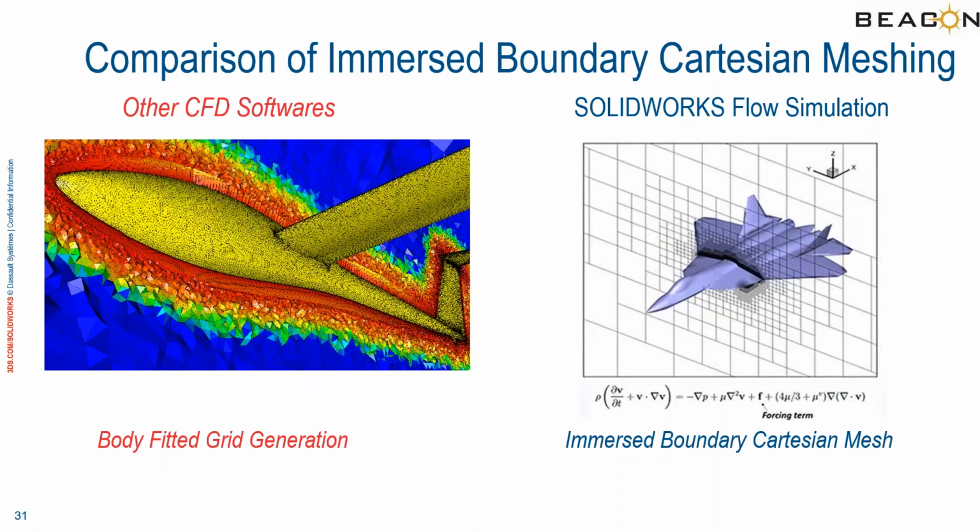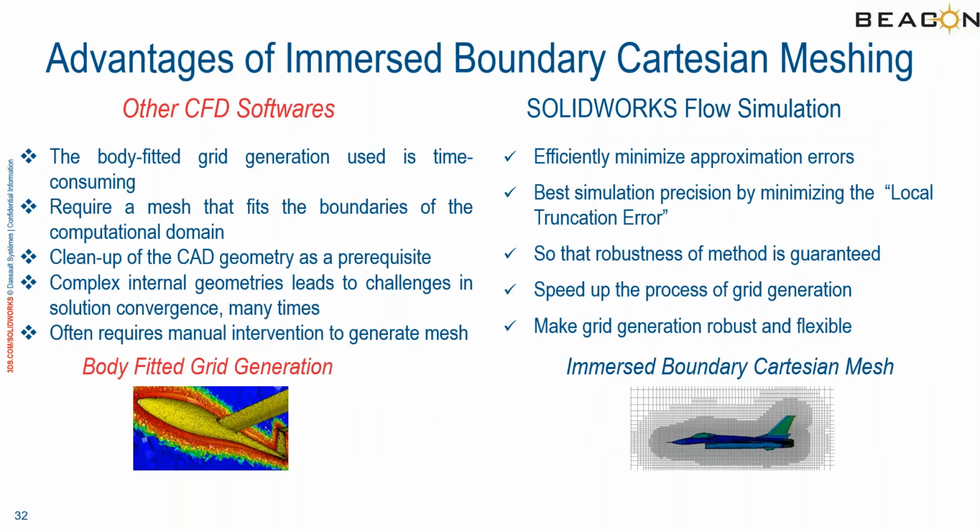So if I compare the immersed boundary Cartesian mesh, which is used in SolidWorks, versus other CFD software which uses body fitted grid generation, the results are right in front of you. It will efficiently mesh your model, and it minimizes your errors, and it will also minimize the local and truncation errors over here. And it will, of course, make the grid generation robust and flexible using the immersed boundary condition mesh which SolidWorks uses.